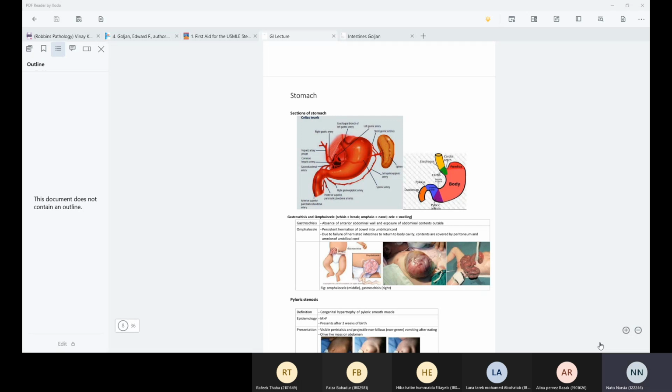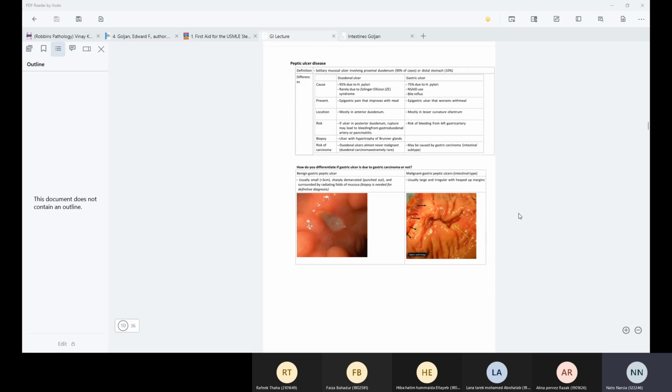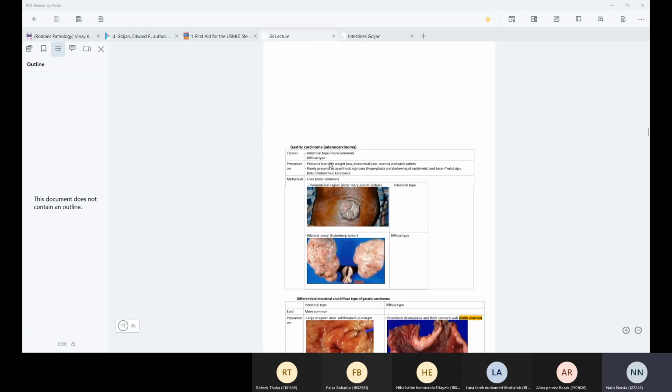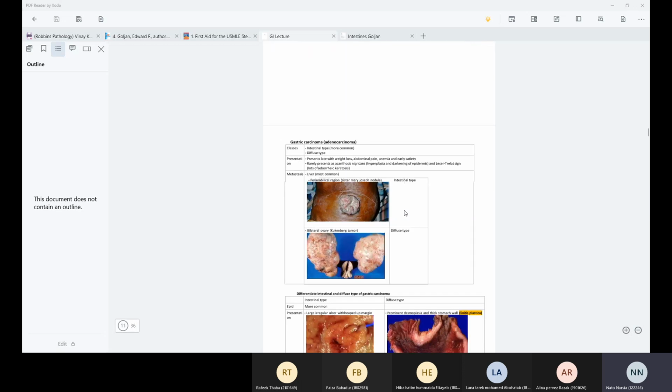So guys, I'm back, and we will continue with stomach. Likewise in esophagus, here we start with congenital anomalies, then infectious conditions, inflammatory conditions, PUD is high yield, and carcinoma. Okay, that is high yield.